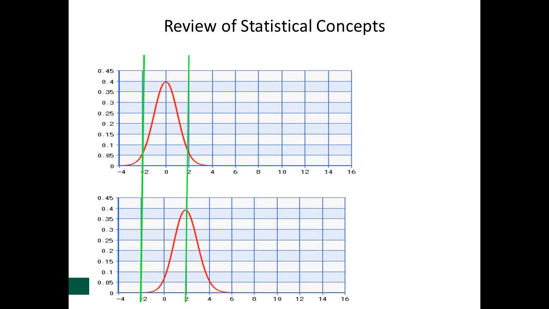Now, this is the alternative distribution. This is the one that we're hoping is true. What do we hope? We hope it is shifted. But the lines that you compare to stay constant. Those lines stay constant. And so what you're hoping is a lot of this distribution is falling above the green line.